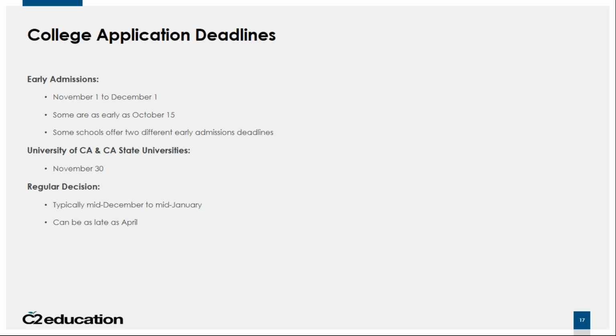So again, look up on the website what the application deadlines are for that particular school. Another big one, University of California is due November 30th or December 1st. Depends on the day. It's usually due by like 11:59 November 30th.